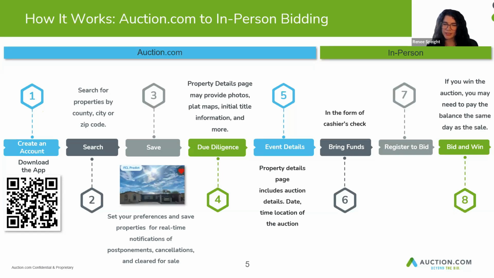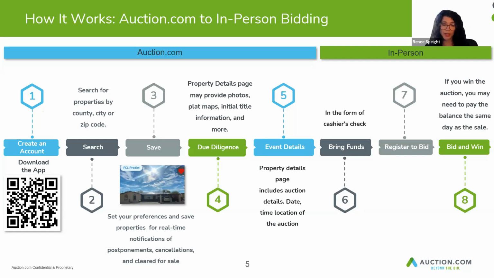Step four is due diligence. It's essential to conduct your due diligence on any property before bidding. So on the property details page, you'll find photos, plat maps, title information, and other key details that will help you make an informed decision. And then you'll want to review the event details. That event details section includes crucial information like auction date, auction time, and location, and this ensures you're fully prepared to participate in the auction when it happens.